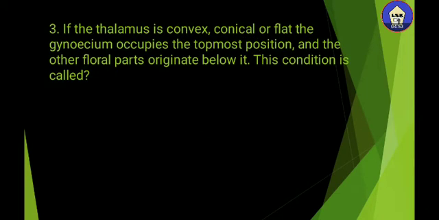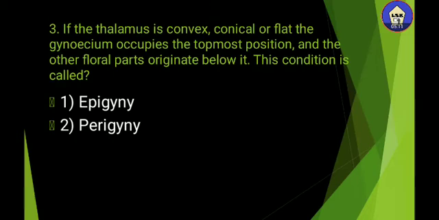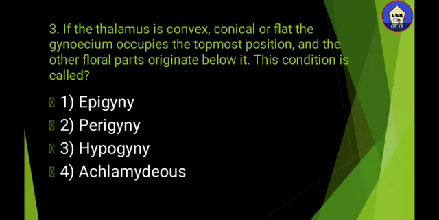Now, question number 3. If the thalamus is convex, conical or flat, the gynoecium occupies the topmost position and the other floral parts originate below it. This condition is called: option 1 epigyny, option 2 perigyny, option 3 hypogyny, and option 4 achlamydy. I think you have heard about the first three terms in first PUC. Achlamydy represents the naked flower. Here the flower does not contain calyx and corolla, or the calyx and corolla are not clearly differentiated. So that is also called achlamydy.